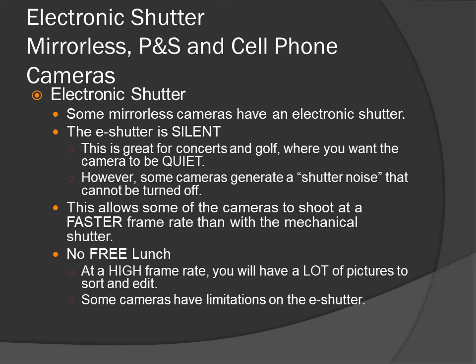The E-shutter allows some of the cameras to shoot at a faster frame rate than with the mechanical shutter. For instance, a camera may shoot with the mechanical shutter up to 10 frames a second, and with the E-shutter, it may go up to 30 frames a second. However, there is no free lunch. At a high frame rate, you will have a lot of pictures to sort and edit. Some cameras also have limitations on the E-shutter. For instance, it may have a maximum ISO limit. It may have other limitations on the E-shutter.